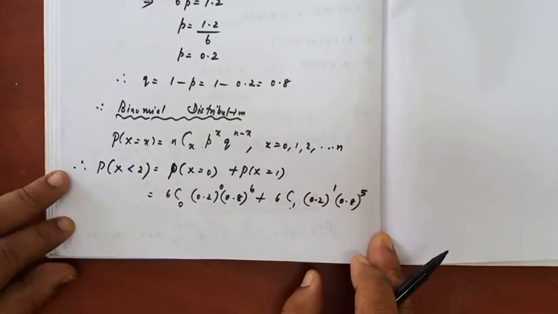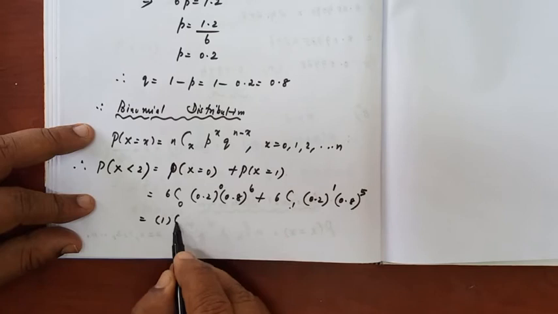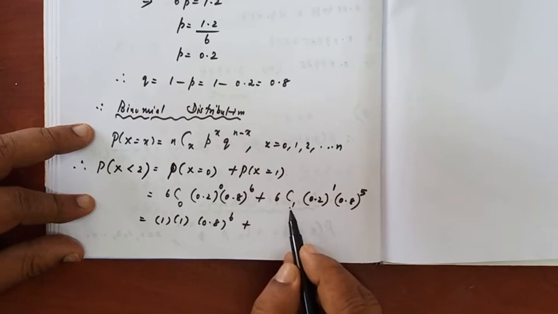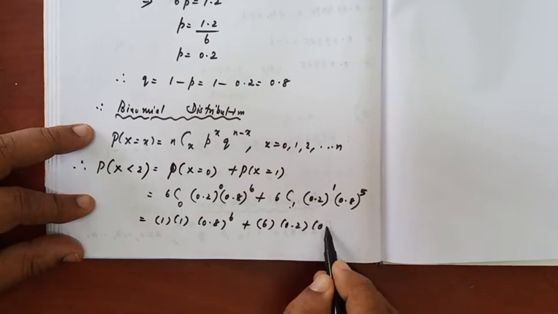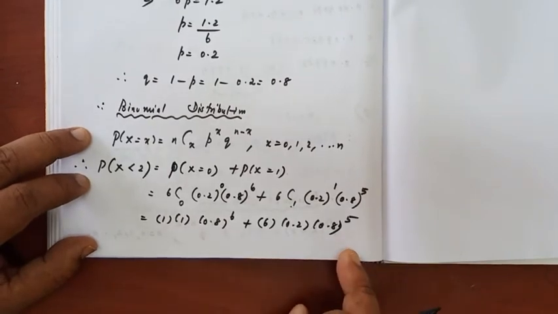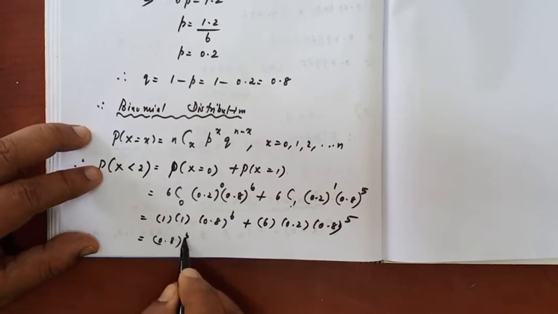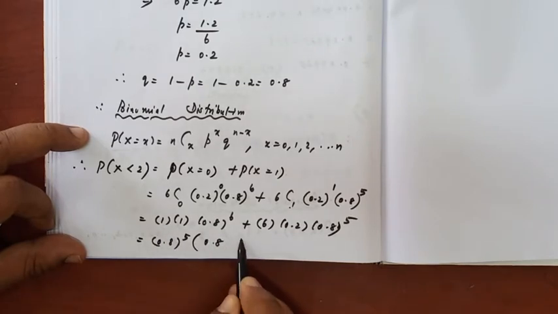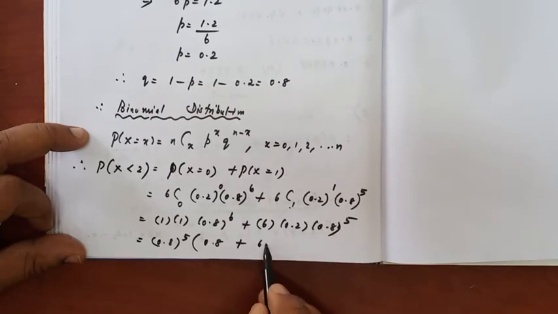Now we have to simplify. nC0 value is 1, therefore 6C0 is 1. Anything power 0 is 1, then 0.8 power 6. nC1 formula is n, therefore 6C1 is 6. 0.2 power 1 is equal to 0.2 into 0.8 power 5. Here 0.8 power 6, here 0.8 power 5, we can take 0.8 power 5 as common. So one more 0.8 will be there: 0.8 into 1 into 1 that is 0.8, plus. We have taken 0.8 power 5 as common, 6 and 0.2 will be there: 6 into 0.2.